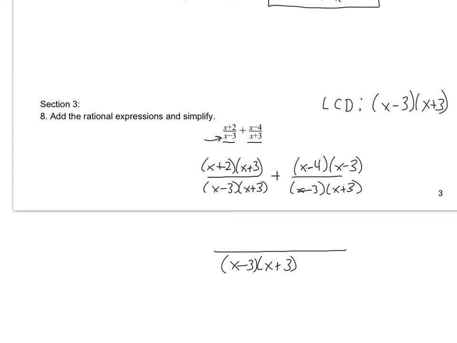Now the top will have two FOILs. I'll FOIL the first one, so it's going to be x squared plus 3x plus 2x plus 6. It's a plus in this case, so no big deal. If it's a minus, you might have to distribute a minus, but in this case not. When I FOIL this one, x squared minus 3x minus 4x minus 12.